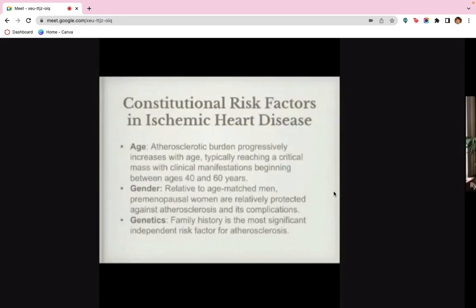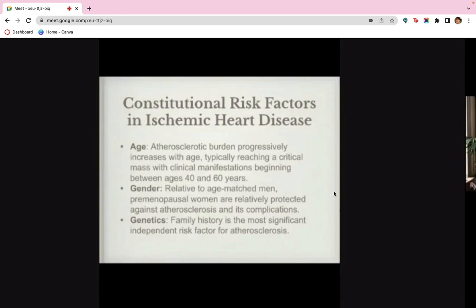So the constitutional risk factors in ischemic heart disease, we have your age, okay? So as we age around 40 to 60 years old, nag-i-start ng magkaroon ng manifestation yung ating ischemic heart disease. Okay? And next, we have your gender. Okay? Sinasabi nila na ang mga lalaki, okay, mas prone sila when it comes to ischemic heart disease kasi siguro sinasabi nila because of yung kanilang mga habits, okay? And then minsan naman yung mga kababaihan, okay, lumalabas yung kanilang mga risk factors kapag nagkaroon na sila ng postmenopausal.